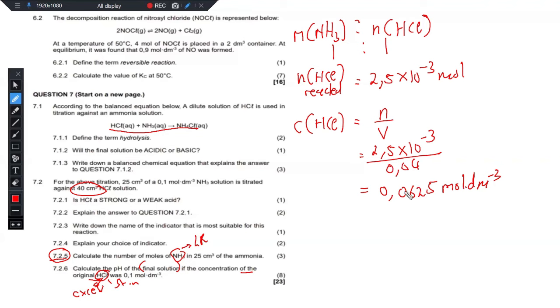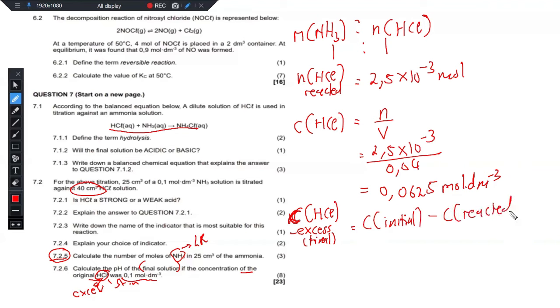And then at this point now, this is the concentration. But then they said the original HCl concentration was 0.1 mole per dm cube. Now that means if we want to find the concentration of HCl in excess, or the final, right? Note that in order for us to find the final, we have to have the concentration initial minus the concentration reacted. Right. The initial concentration, they told us 0.1.